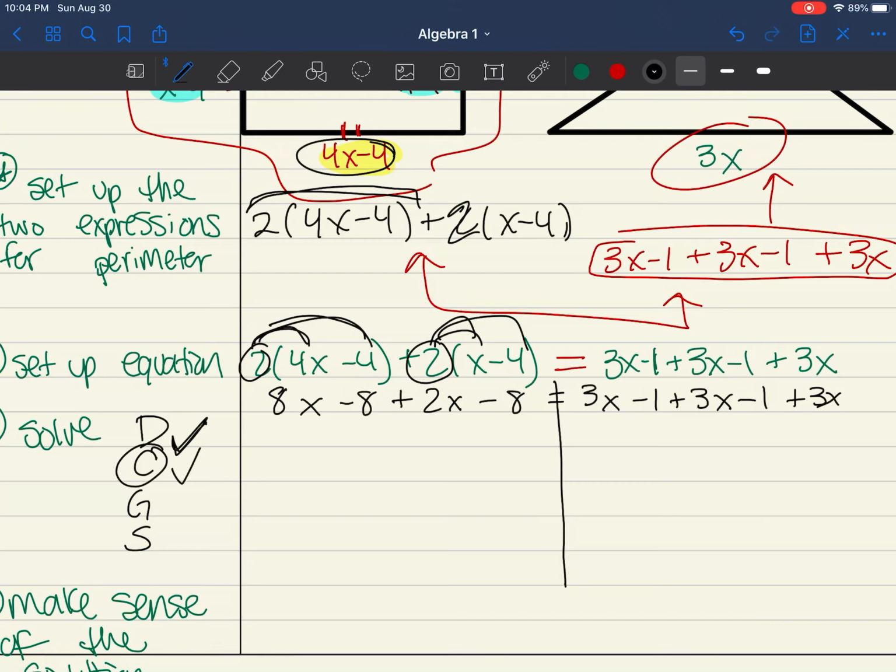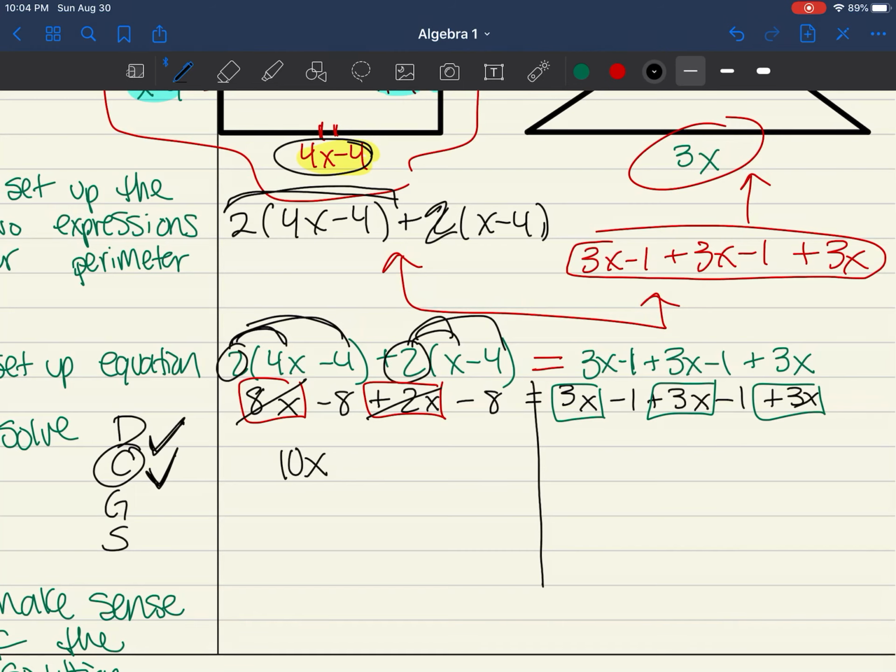Now I'm going to combine like terms. Like terms only exist on the same side of the equal sign. So I've got a set of like terms here. Then I also have like terms on this side. So that's going to be 10x from adding these together. But constants are also like terms. So I've got negative 8 and negative 8. Well, that's negative 16 when you add. On this side, we've got 3x plus 3x plus 3x. That's going to give us 9x. And then I have two constants there, so that's going to be minus 2. Negative 1 plus negative 1 gives us negative 2.